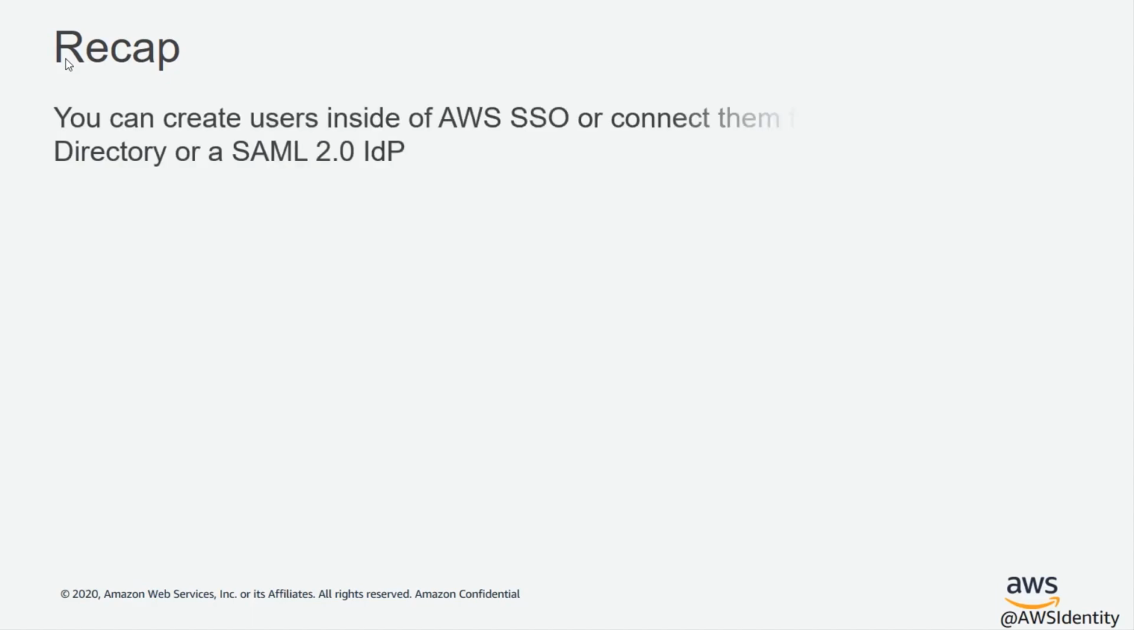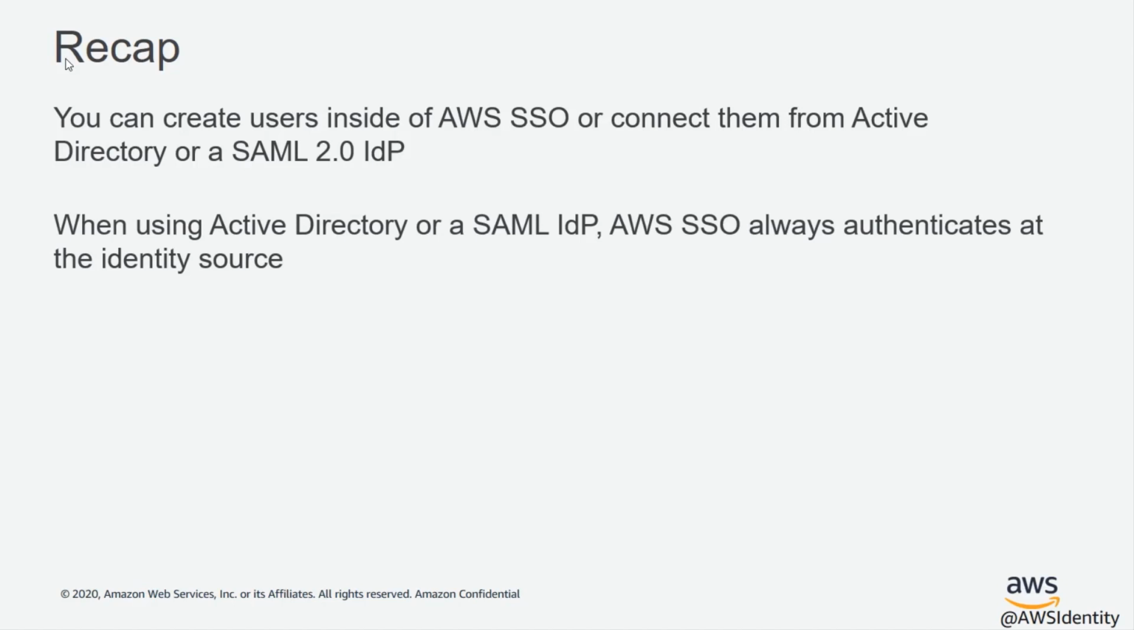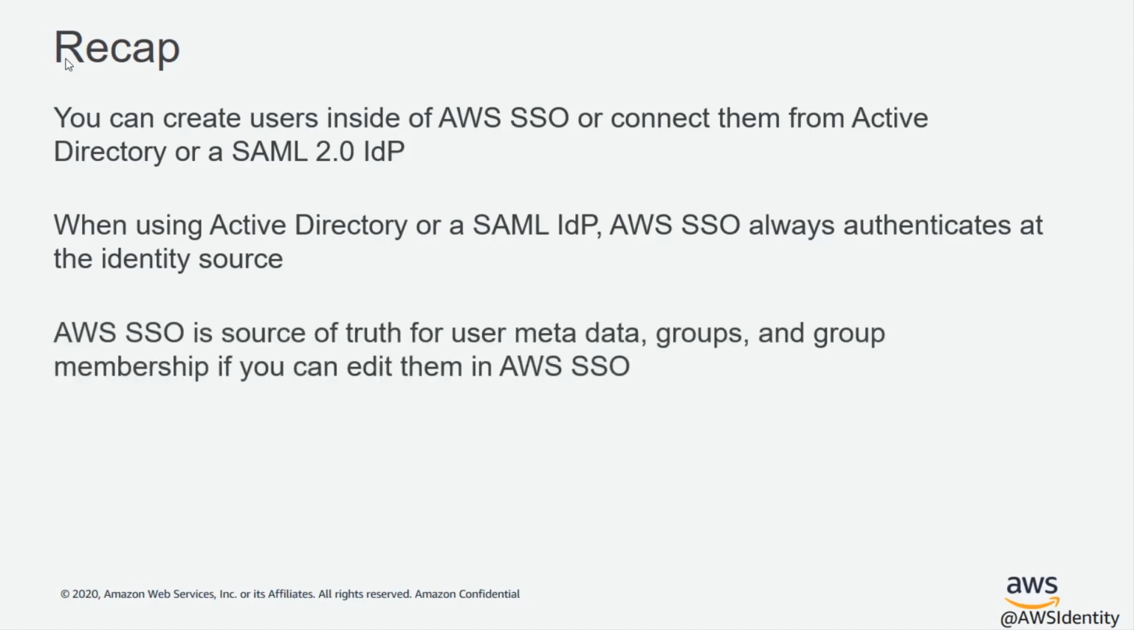Let's recap what we just covered. We explained that you can create users inside of AWS SSO, connect them from Active Directory, or connect them from a SAML 2.0 IDP. When you use Active Directory or a SAML IDP, AWS SSO always authenticates at the identity source. AWS SSO is the source of truth for user metadata, groups, and group membership anytime that you have the ability to edit them in AWS SSO.